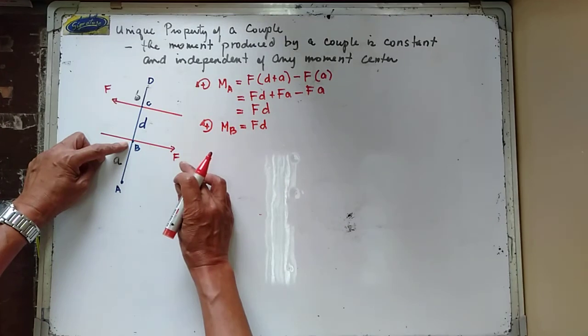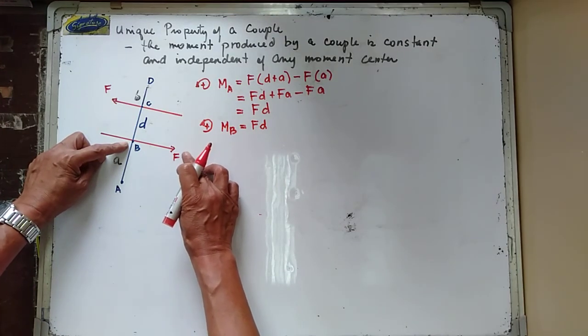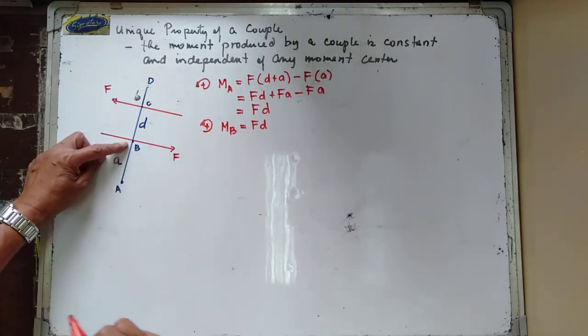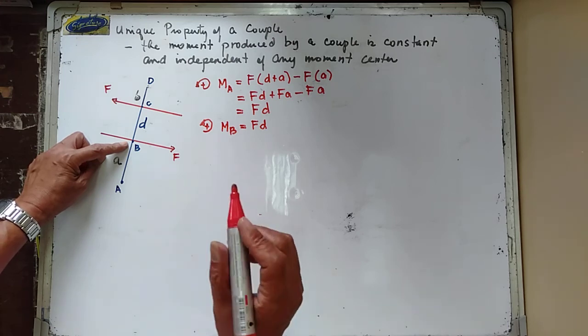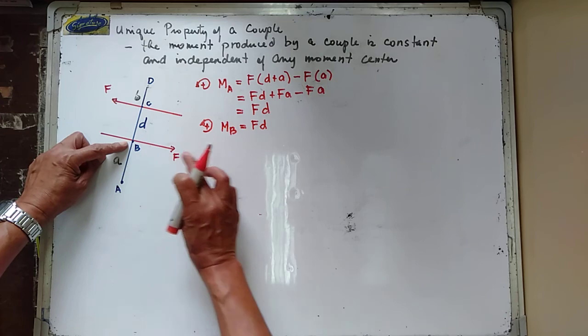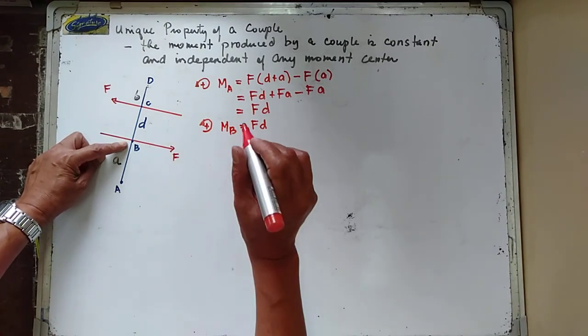Now, the second force, which is still equal to F, passes through your moment center, hence the moment is equal to 0. And therefore, the moment of this couple about point B is still F multiplied by D.